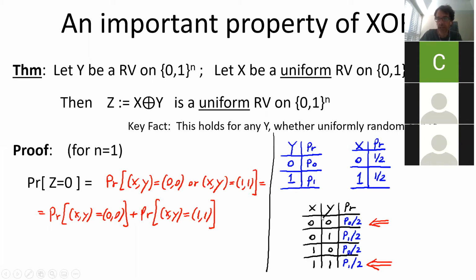And so I now check that I'm interested in these two rows. There are P0 half plus P1 half. And they sum to 1/2 regardless of what P0, P1 were, right? Because P0 and P1 must sum to 1. So P1 is simply 1 minus P0.